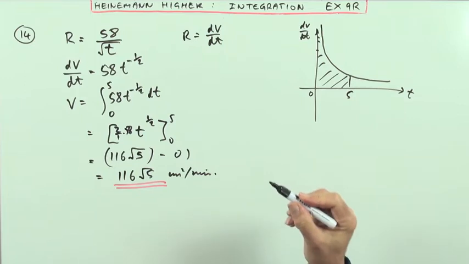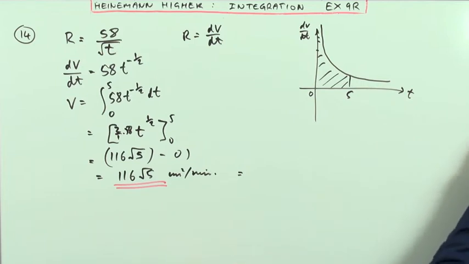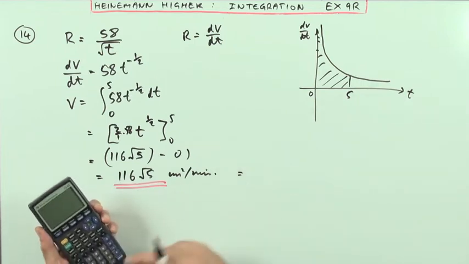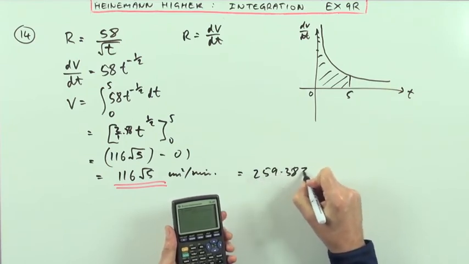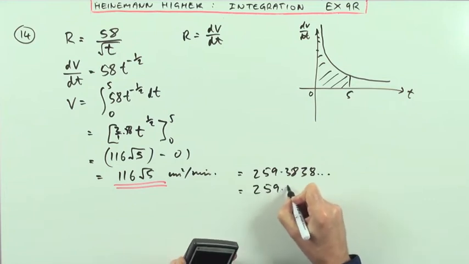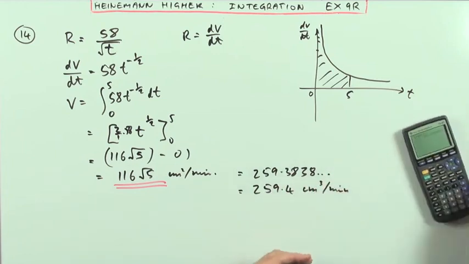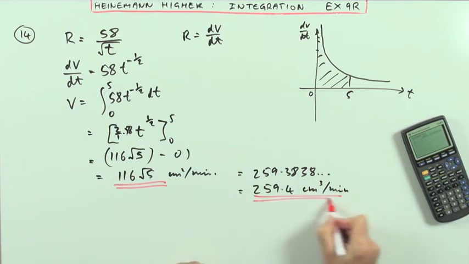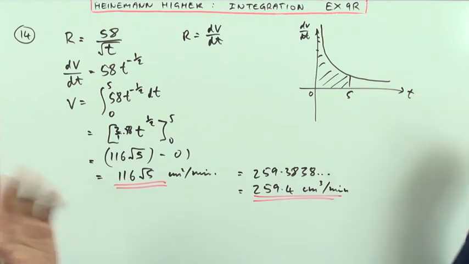However, the units are wrong in what I said, because it's a volume, so it should just be centimetres cubed. If you want to compare it to the answer at the back of the book, you'll need to use your calculator. And there you get 259.3838 and so on, which is 259.4 centimetres cubed. In for a penny, in for a pound. That's centimetres cubed again. But once again, that is the better answer unless it asks for a decimal. Right, that was question 14.